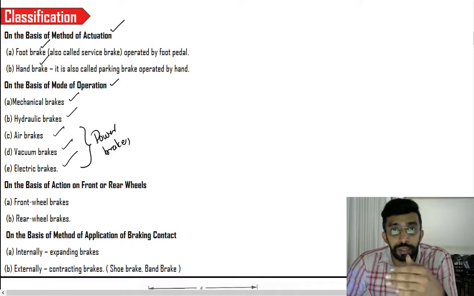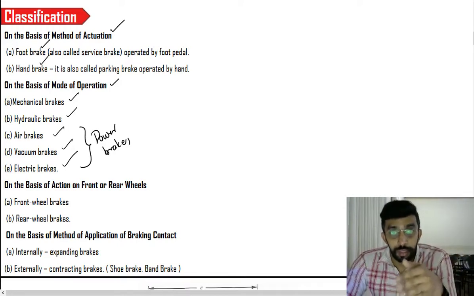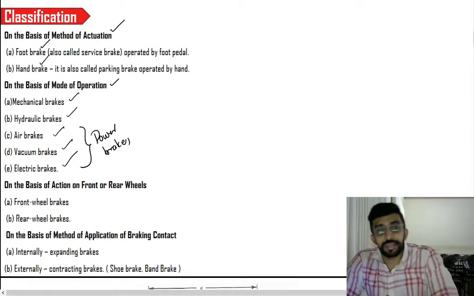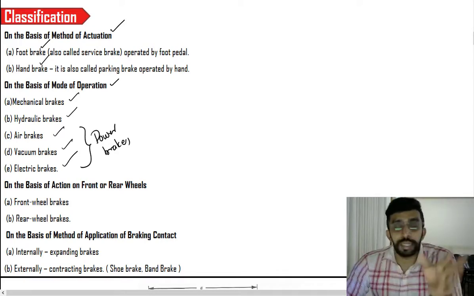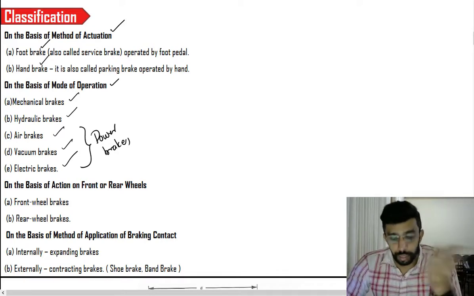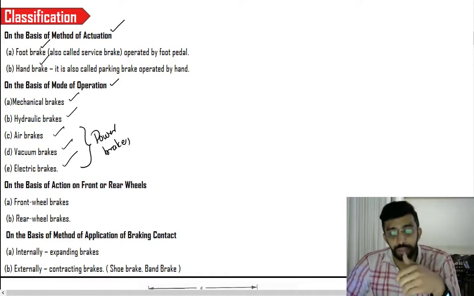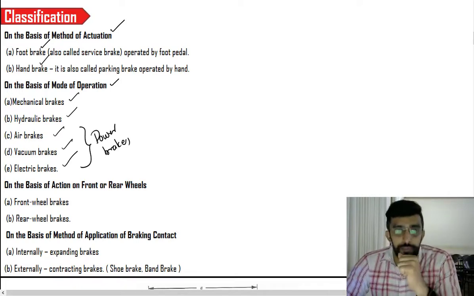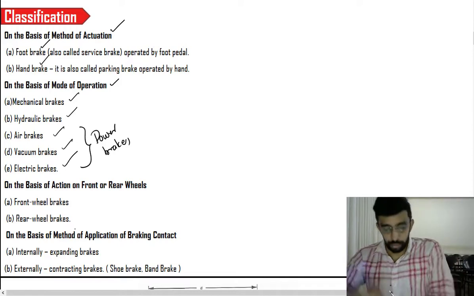So based upon the method of application of force or the method of generating the force, all these classifications have come into the picture. That is the only reason. When you use air, the air brake comes into the picture. When you use a fluid, hydraulic brakes come into the picture. When you use electricity to generate the braking force, then it's called the electric brake. That's how this classification works.